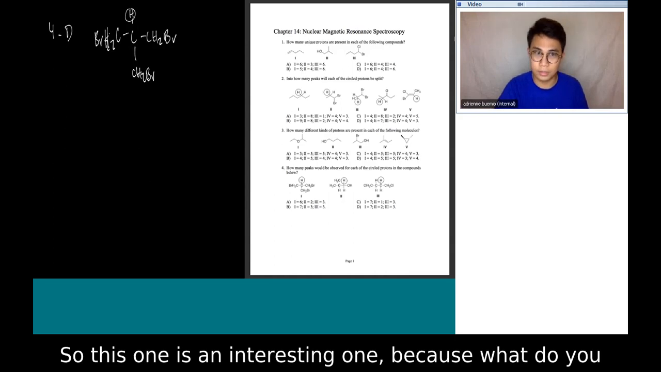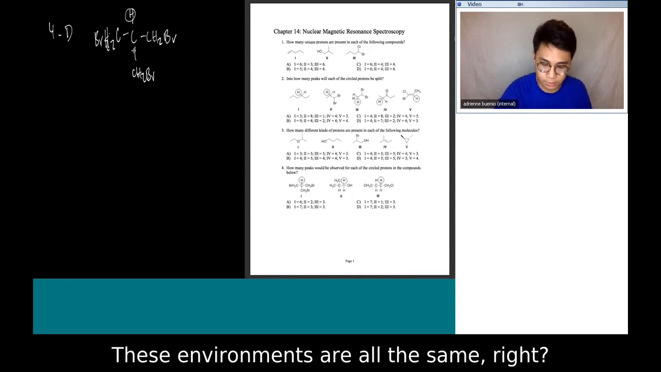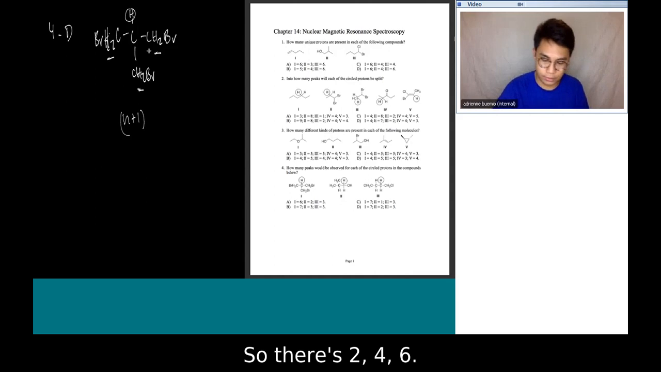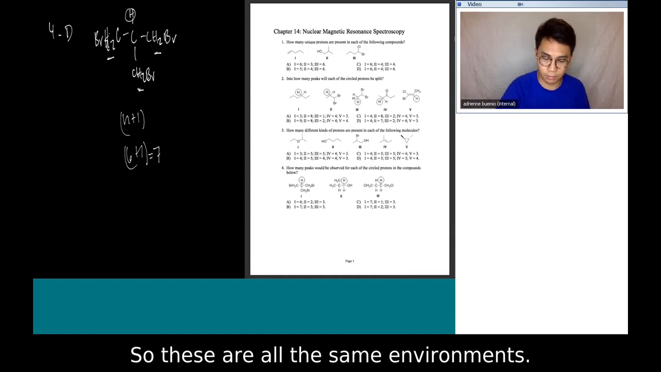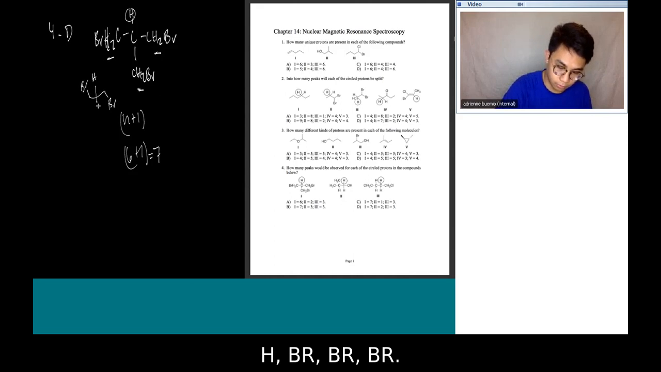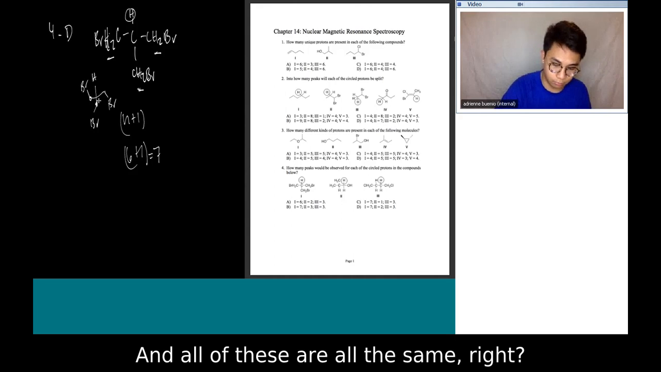Okay, so this one's an interesting one, because what do you notice? Right, these environments are all the same, right? These H's are all the same. So what do we use? N plus 1. So there's 2, 4, 6, 1 equals 7, right? So these are all the same environment. So pretty much it'll look like this. This is what it should have looked like. H, Br, Br, Br. That's what it looked like. And all of these are all the same, right?